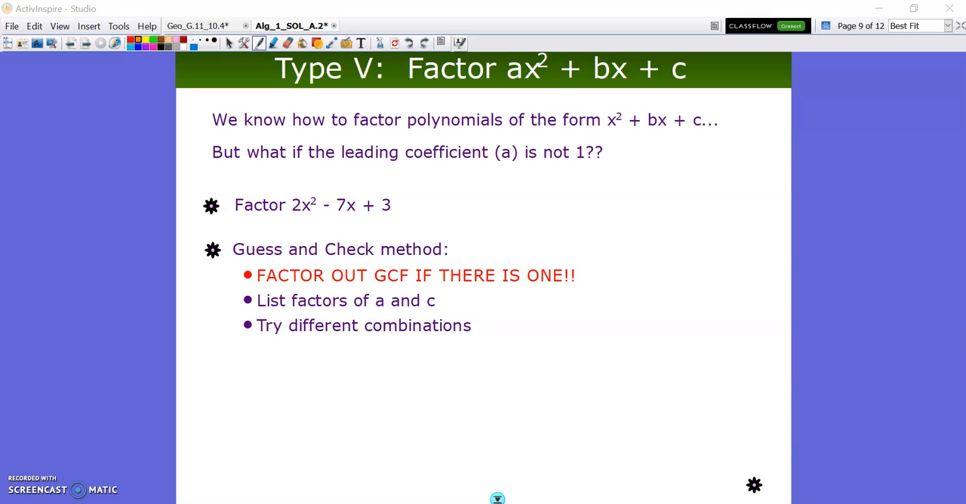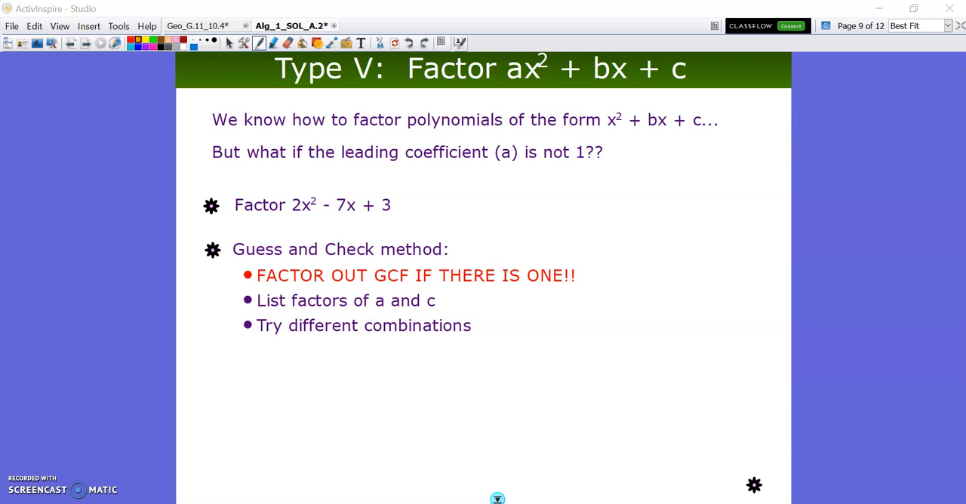In this video, we'll go ahead and take a look at type 5 factoring. This is when we have a polynomial with 3 terms, so it's a trinomial. It's in the form of x squared plus bx plus c. However, this time we have a coefficient that is not 1. So we already know what to do when our coefficient is 1. We've practiced this on previous videos.